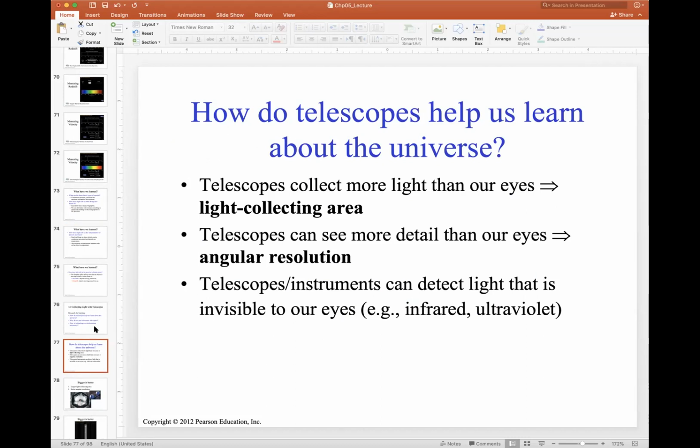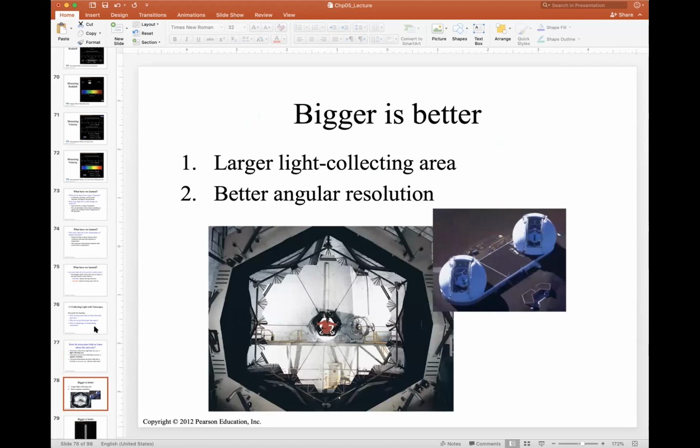So just to give you an example, when we say the bigger the better, that's what we're talking about. This is the Keck 1 and 2. I use these telescopes a lot. So the larger light collecting area gives a better angular resolution. That's that sort of thing.